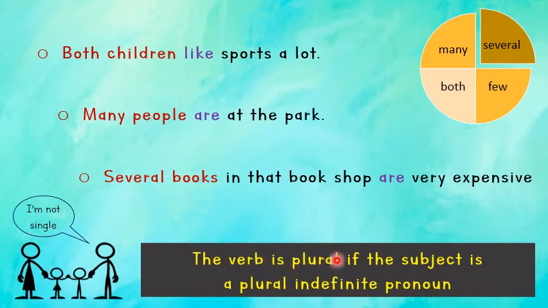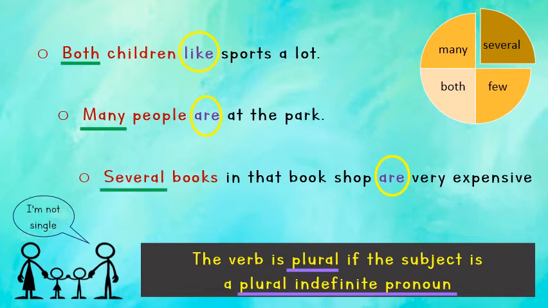The verb is plural if the subject is a plural indefinite pronoun. So these are the examples of plural indefinite pronoun. Okay, both. Okay, so we use plural verb. Okay, so both children like sports a lot. Kedua-dua anak. Okay, both. Kedua-dua. Many people. Ramai orang. Ramai. Several books. Beberapa. Beberapa.